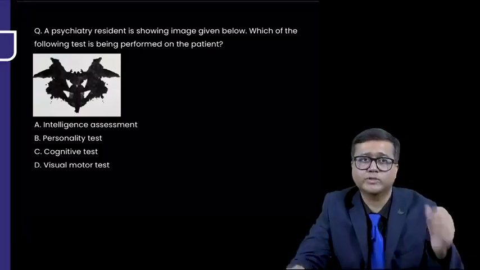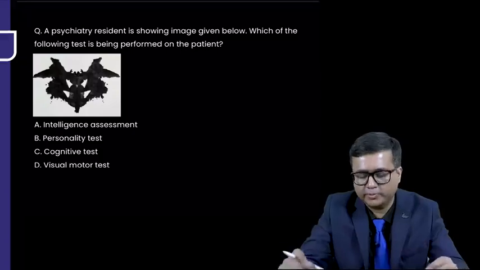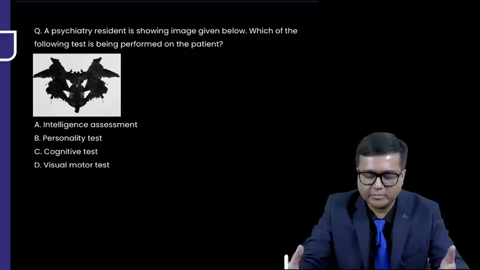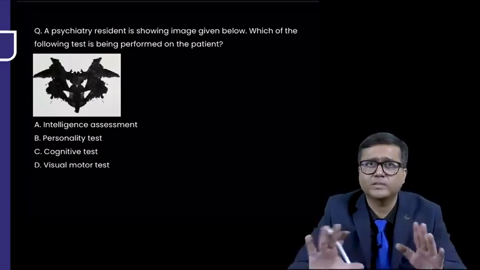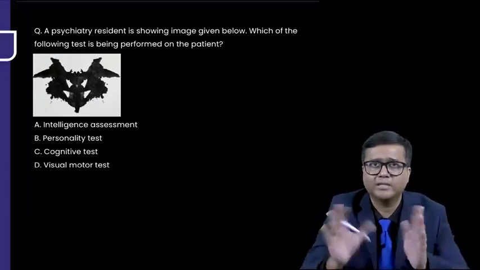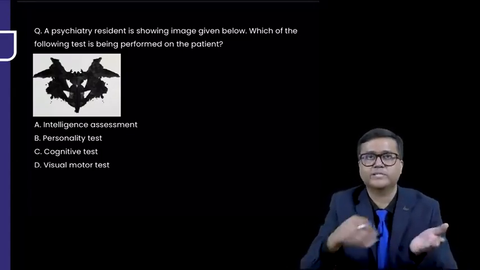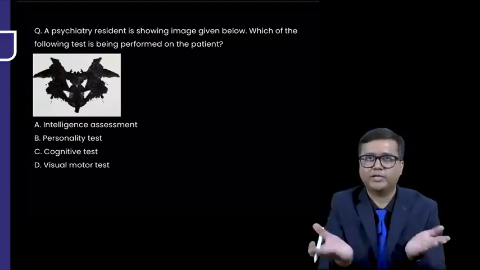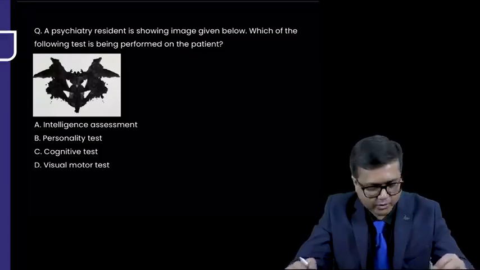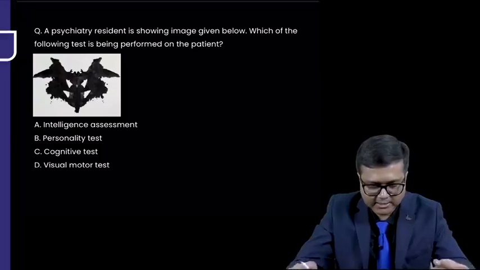Now let's come to the next question. A psychiatry resident is showing an image to a patient, which is given below. Which of the following tests is being performed on the patient? As you can see, it seems to be a bilaterally symmetrical image, like an ink blot, as if somebody has put ink and then folded the paper. The options are: A, intelligence assessment; B, personality test; C, cognitive test; D, visual motor test.